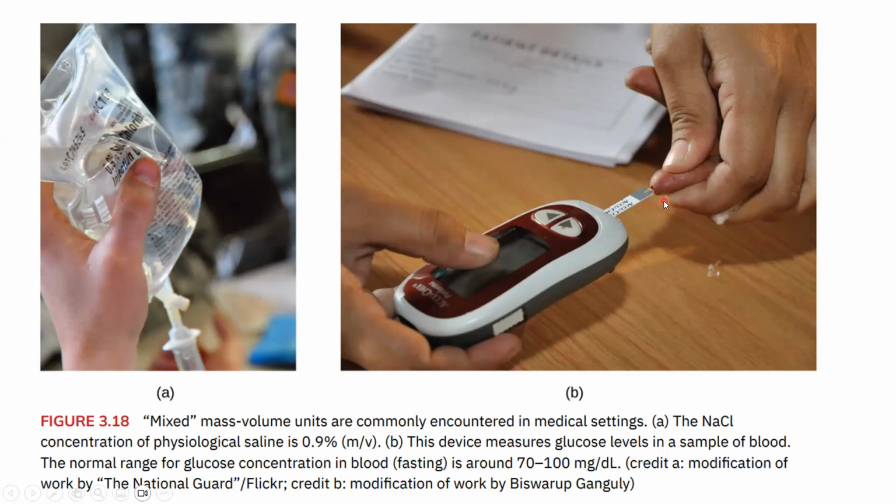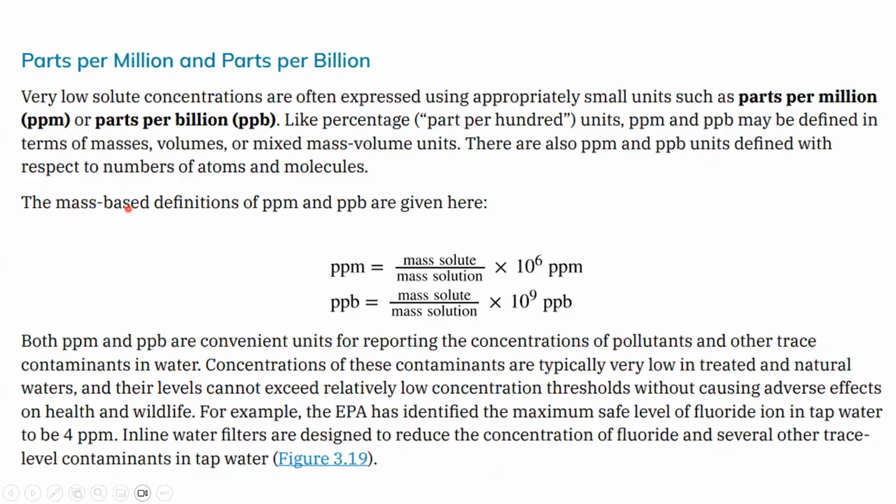So these are going to be different concentration units that'll be used in certain applications, like I said. Medicinal fields tend to have these quite often. And then another common unit is going to be either parts per million, so ppm, or parts per billion, ppb.